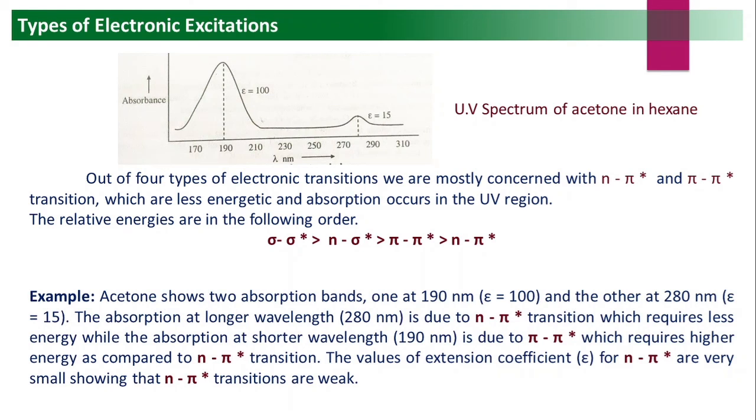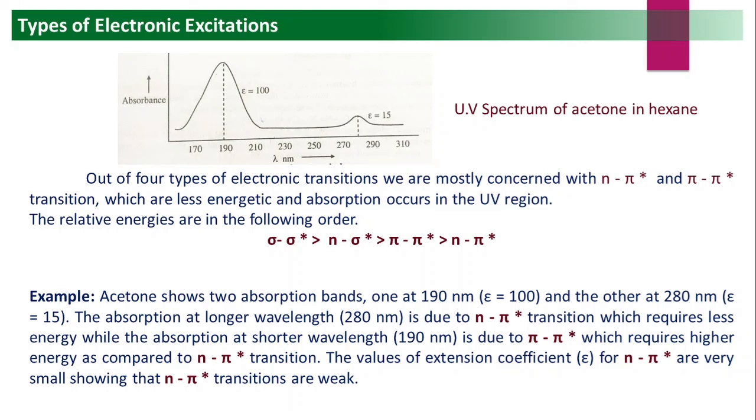Now this is the example of acetone. Acetone shows two absorption bands. One is around 190 nanometer, epsilon value 100, and the other is around 180 nanometer, epsilon value 15. The absorption at longer wavelength is due to n to pi star transition, which requires less energy. That's why the wavelength is higher. While the absorption at shorter wavelength, 190, is due to pi to pi star transition, which requires higher energy. That's why the wavelength is less as compared to the n to pi star transition.